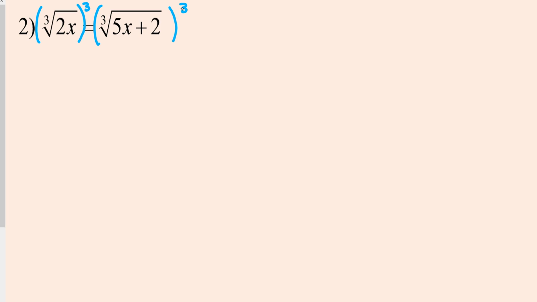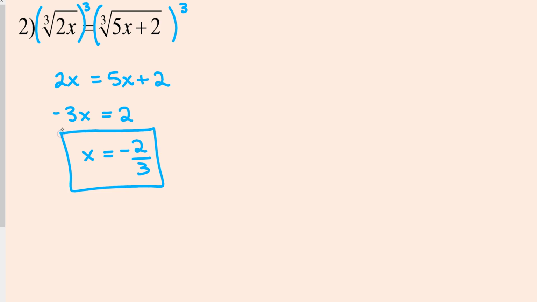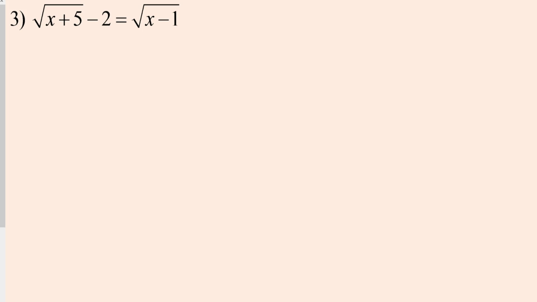Okay, when we cube the cube root on the left, we end up with just 2x, and on the right, the cube and the cube root cancel, and we end up with 5x plus 2. And then we can subtract 5x from both sides and divide both sides by negative 3, and we have x equals negative 2/3. Okay, let's take a look at number 3. Number 3 has two different radicals in it, so this one's going to be significantly more complicated to solve.